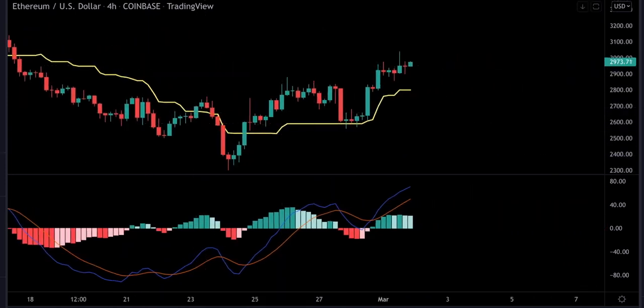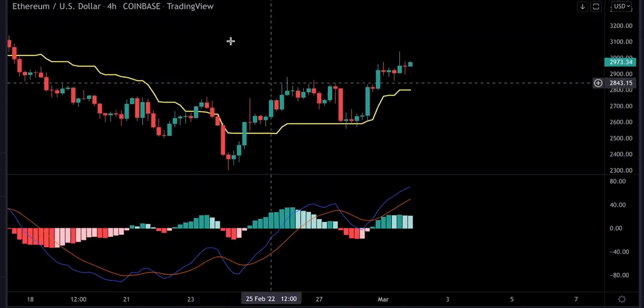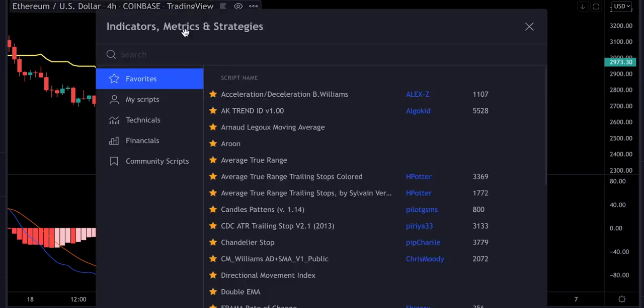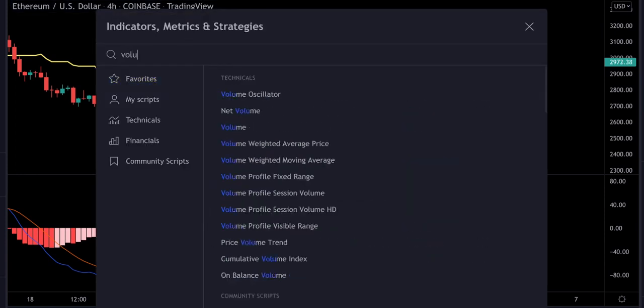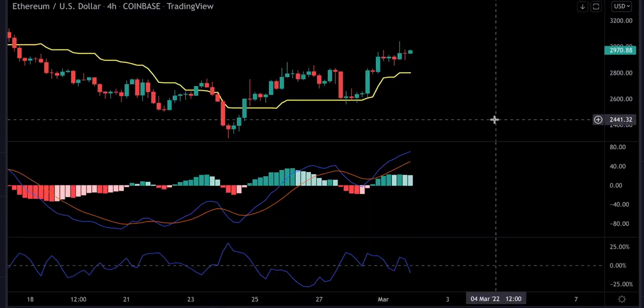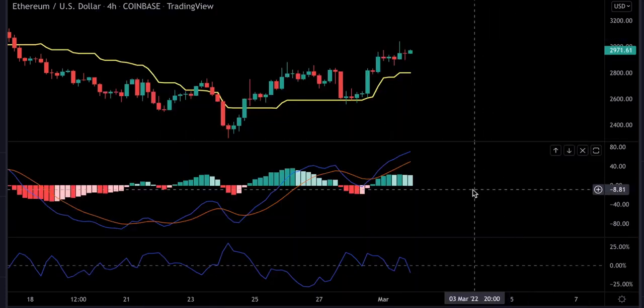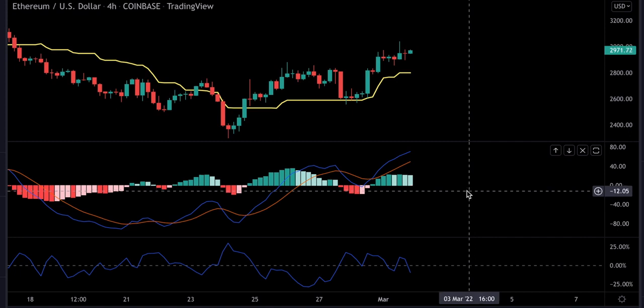And for that, I'm going to use an additional indicator, which is going to be a volume oscillator. So let's add a volume oscillator to our chart. Okay, so we see now we've got 3 indicators on our chart. It looks a bit messy, but don't worry. This is very simple to read. This strategy is very effective when it comes to reading charts.